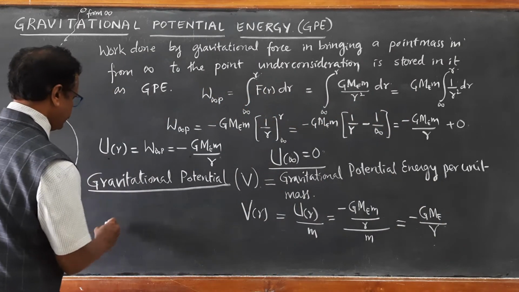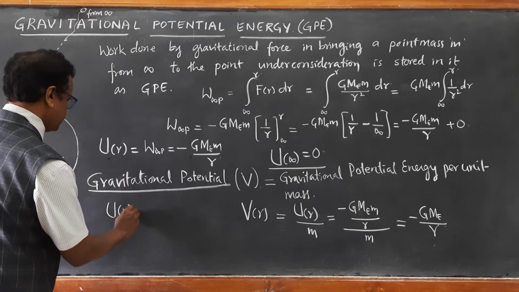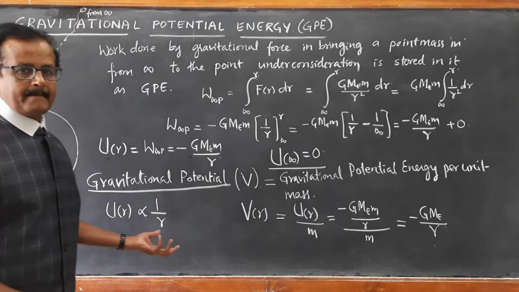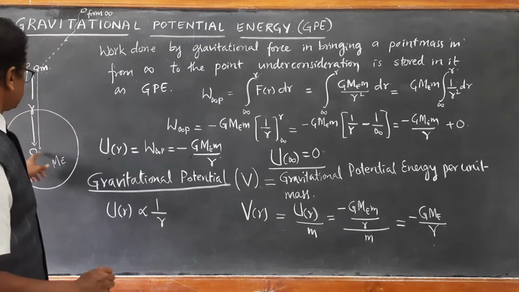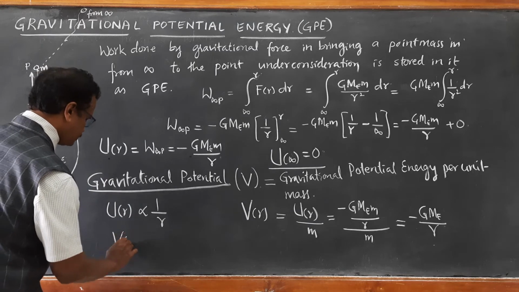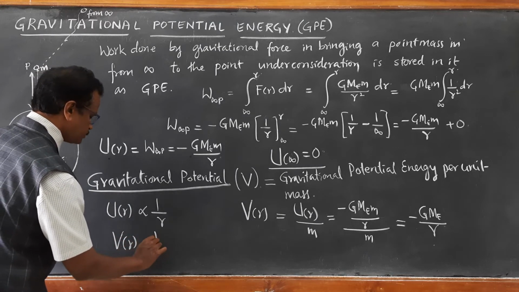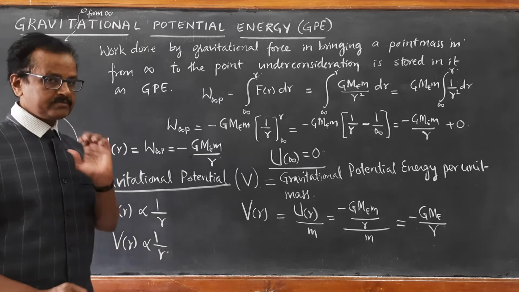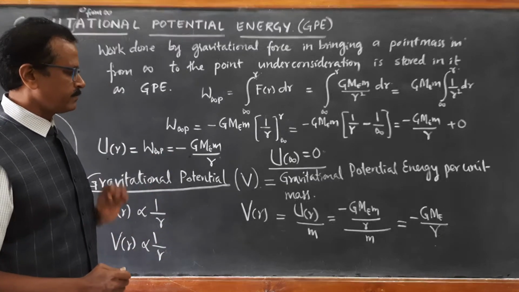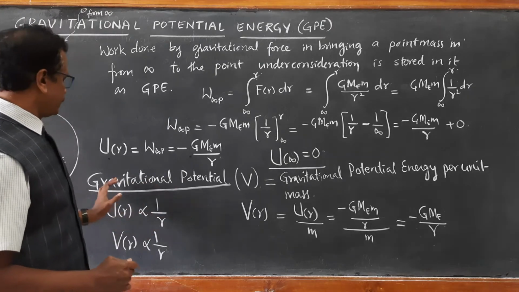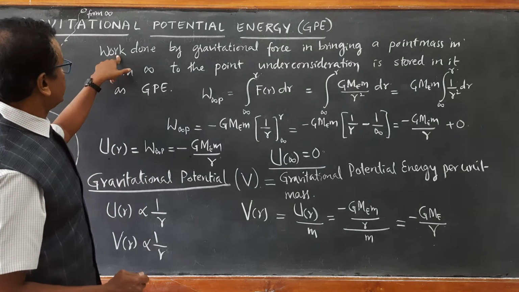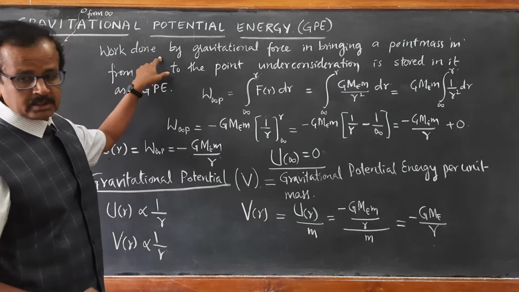So you can note down here that the potential energy is inversely proportional to the distance between the mass and the center of the earth. In the same way, potential is also inversely proportional to the distance, not the square of the distance. It is inversely proportional to distance. These two things you must remember. And therefore, we can define gravitational potential as follows.